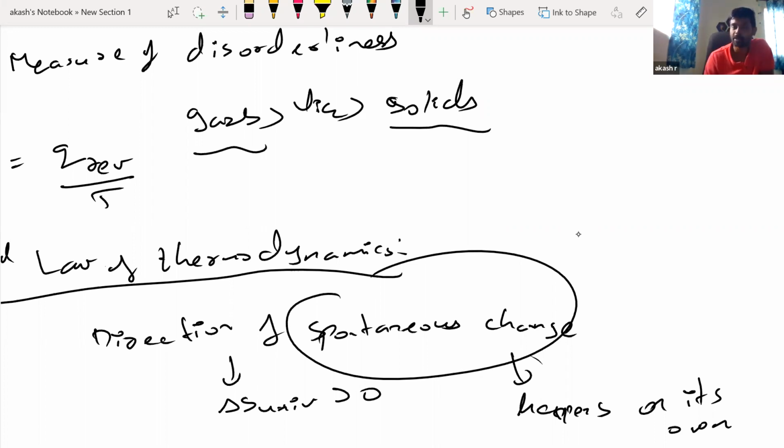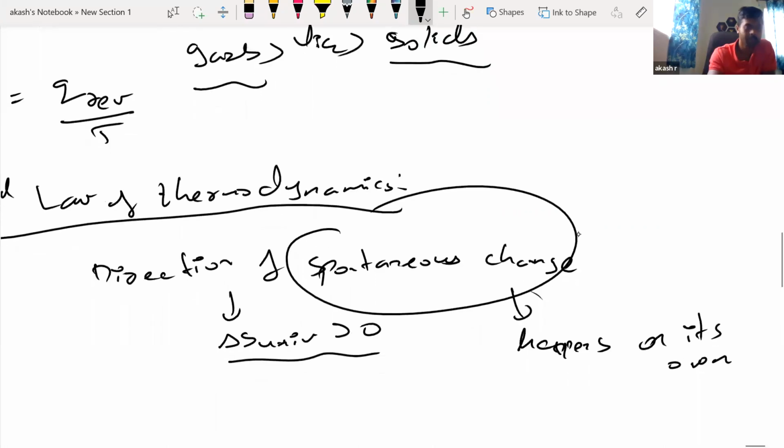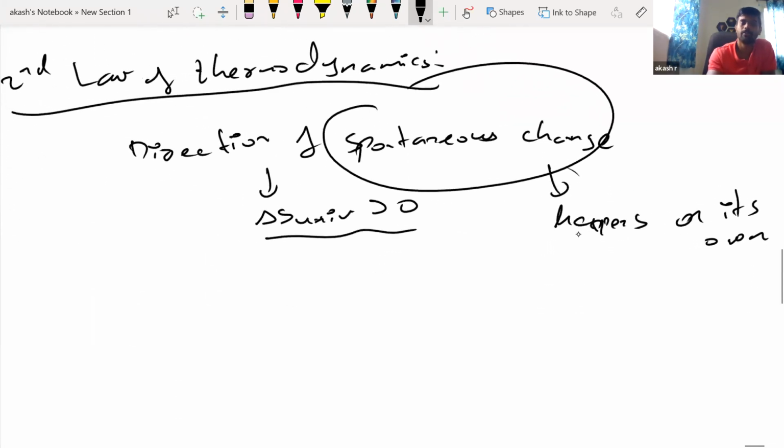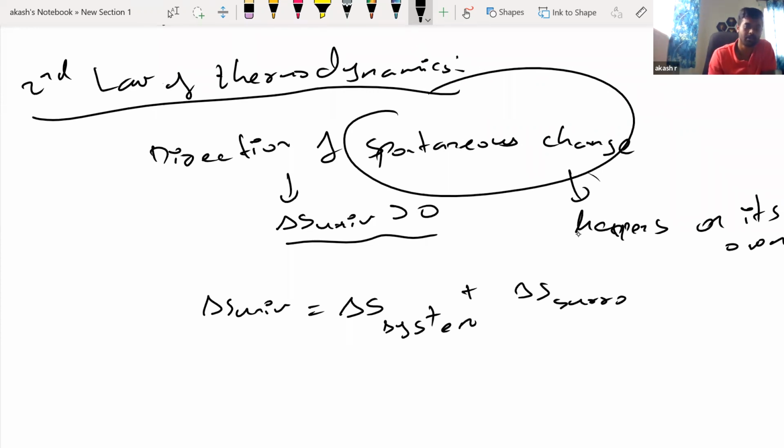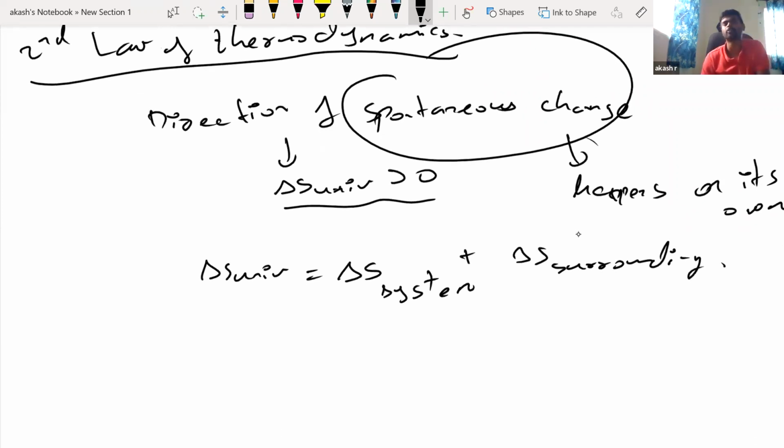And for those kinds of spontaneous processes, the delta S universe will have a value which will be greater than zero. Now maybe we'll try to have a proper example and see how this works. What you have to understand is it is delta S universe, so obviously we have to sum up your system's change in entropy plus your surroundings' change in entropy. So now maybe we'll take a specific example.